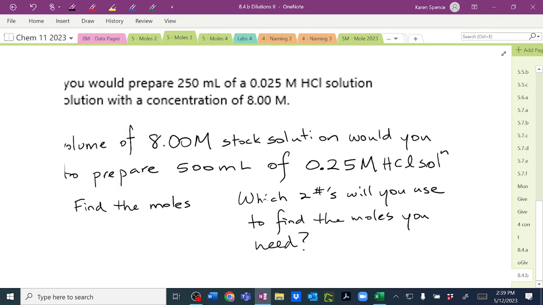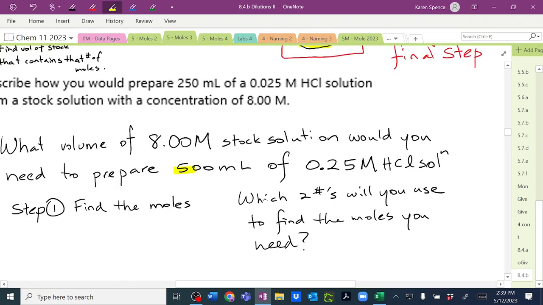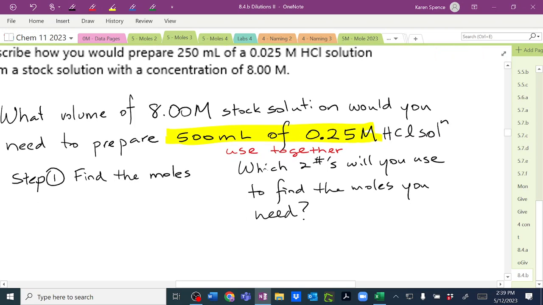Okay? So these 2 have to be used together. And that's what I want, right? I want 500 milliliters of 0.25 molar. Yes?